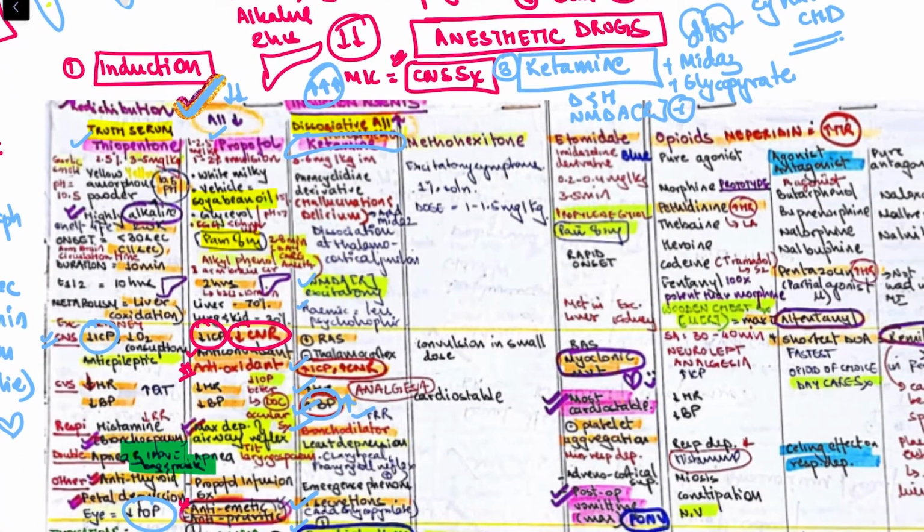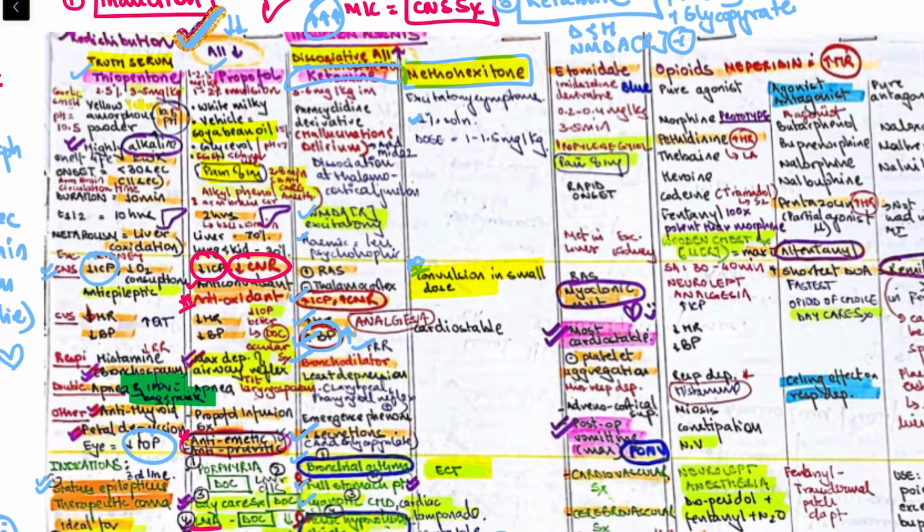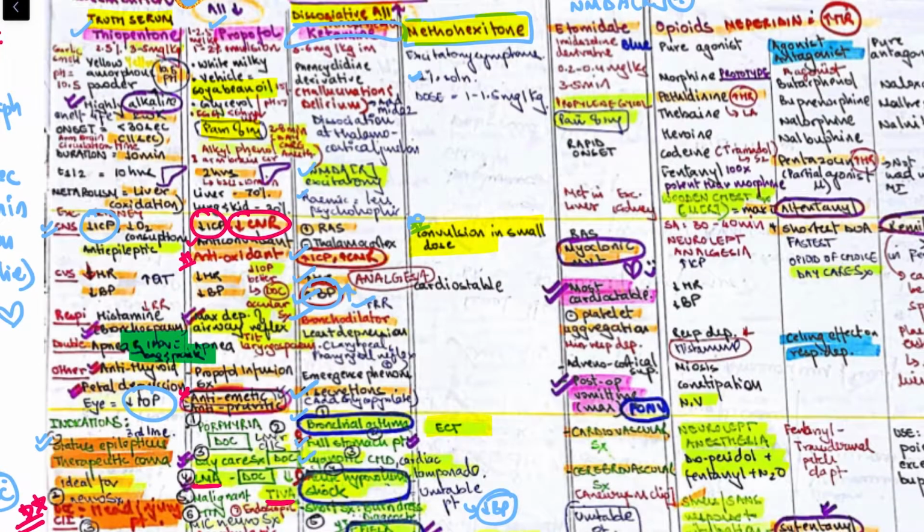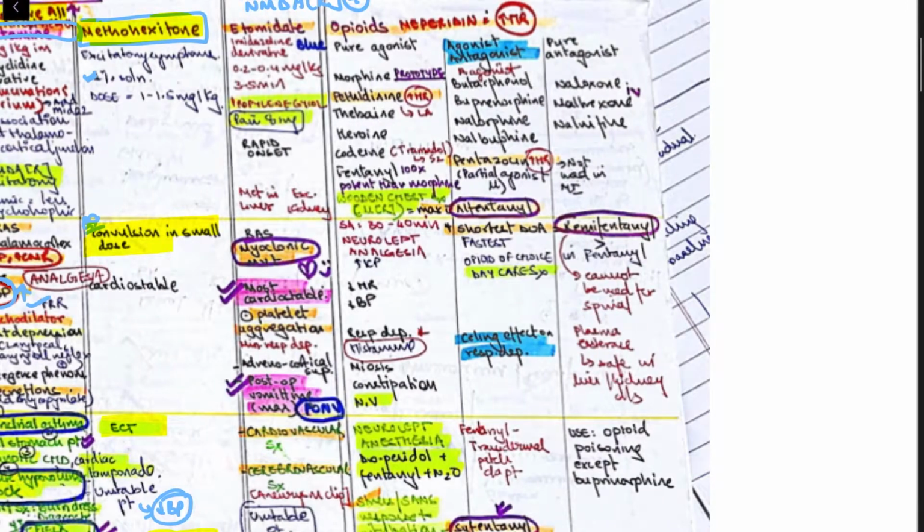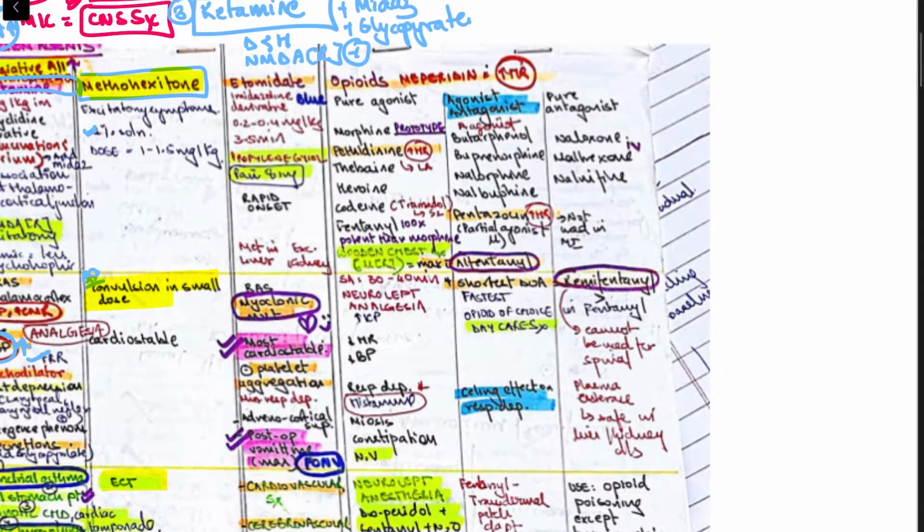Okay, the next induction agent is methohexitone. It has excitatory symptoms, right? It is a 1% solution and remember that it causes convulsions in small doses. One thing that you need to remember with methohexitone is ECT. It is used in electroconvulsive therapy. It is contraindicated in patients with a history of epilepsy.